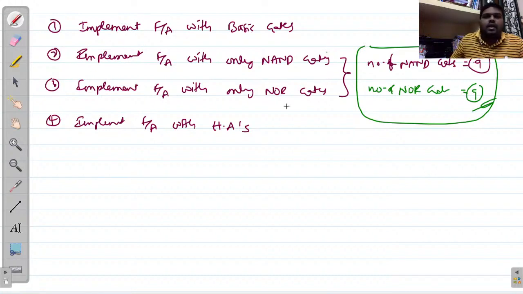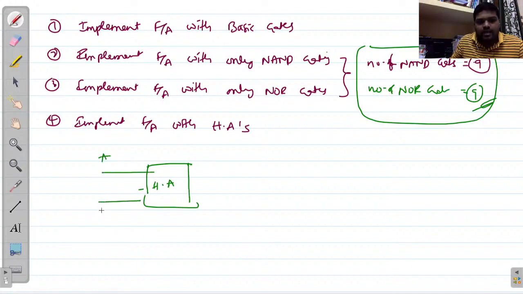Okay, and implement full adder with a half adder. First you can take one half adder. Okay, this is your half adder. So here I am providing two inputs A and B. This is IEEE symbol. So sum and carry. Otherwise I am writing sum and carry. Okay, so here sum equals to what? A XOR B, and carry equals to what? AB. That is clear, right?